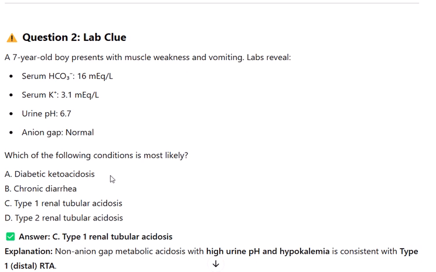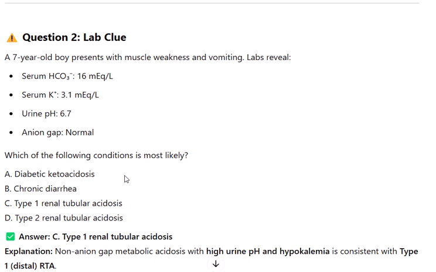Question 2. Lab clue. A 7-year-old boy presents with muscle weakness and vomiting. Labs reveal serum HCO3 16 mmol/L, serum K 3.1 mEq/L, urine pH 6.7, anion gap normal. Which of the following conditions is most likely? A. Diabetic ketoacidosis. B. Chronic diarrhea. C. Type 1 renal tubular acidosis. D. Type 2 renal tubular acidosis. Answer C. Type 1 renal tubular acidosis. Explanation. Non-anion gap metabolic acidosis with high urine pH and hypokalemia is consistent with type 1 distal RTA.